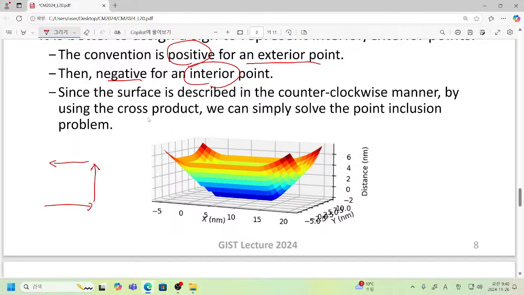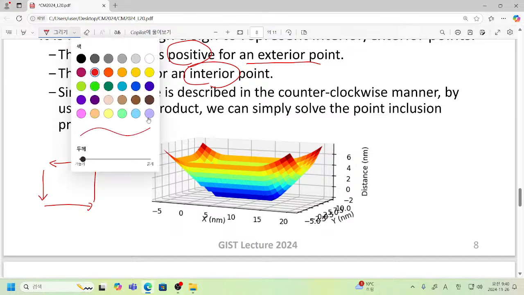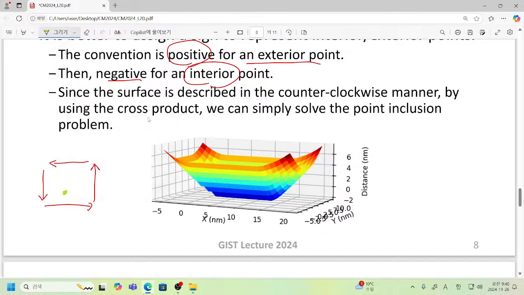Since we now have a certain surface rotating counterclockwise, now think about a certain point. Here we have a certain point. Is this in or out? So you know that this is of course inside this surface. Then how can we check whether that is inside or outside?